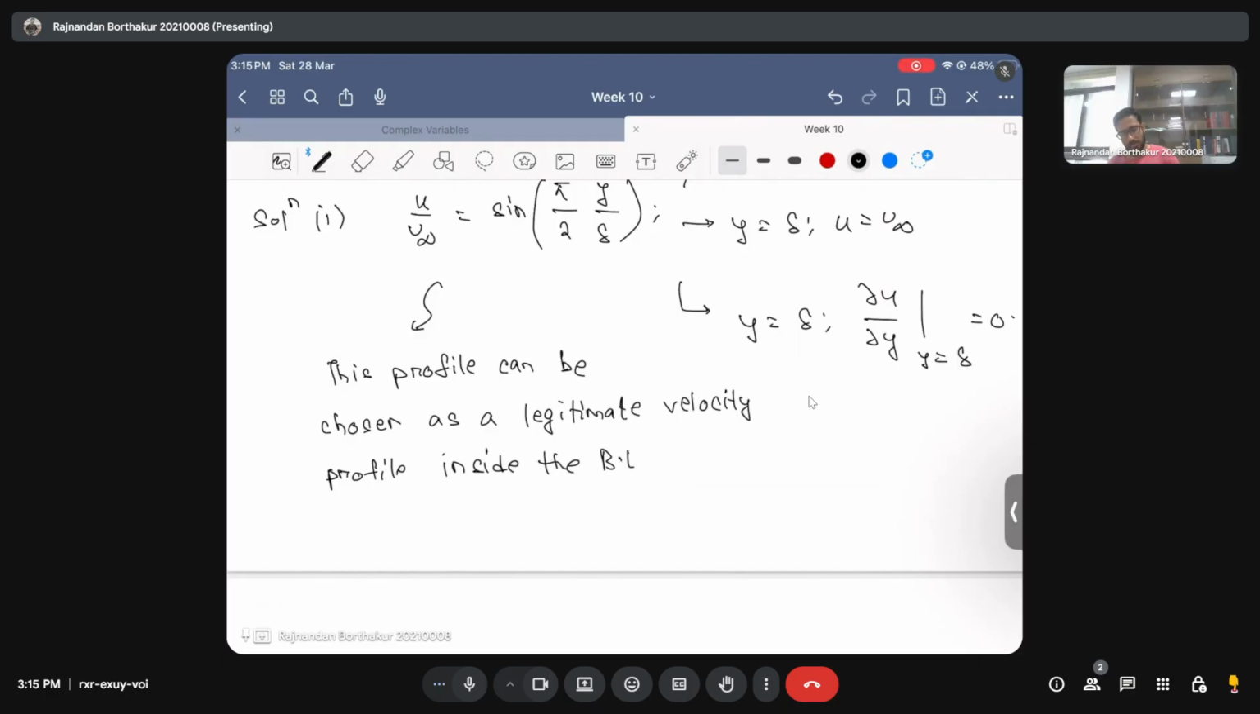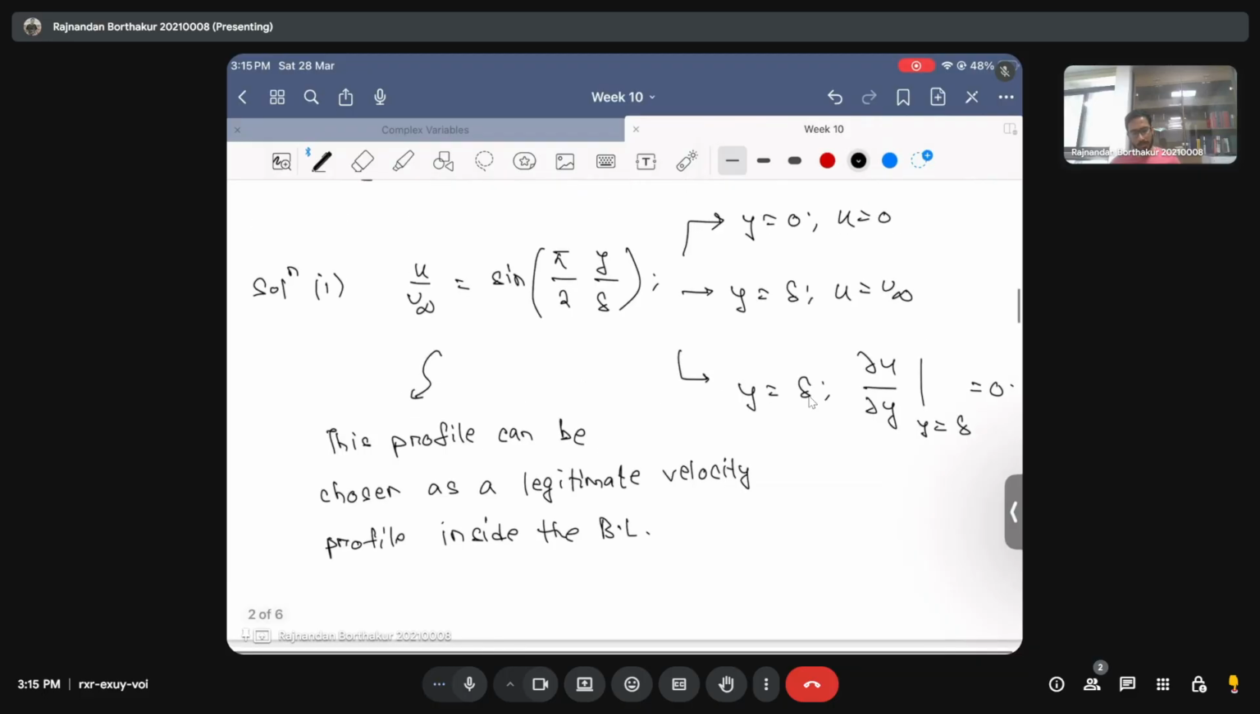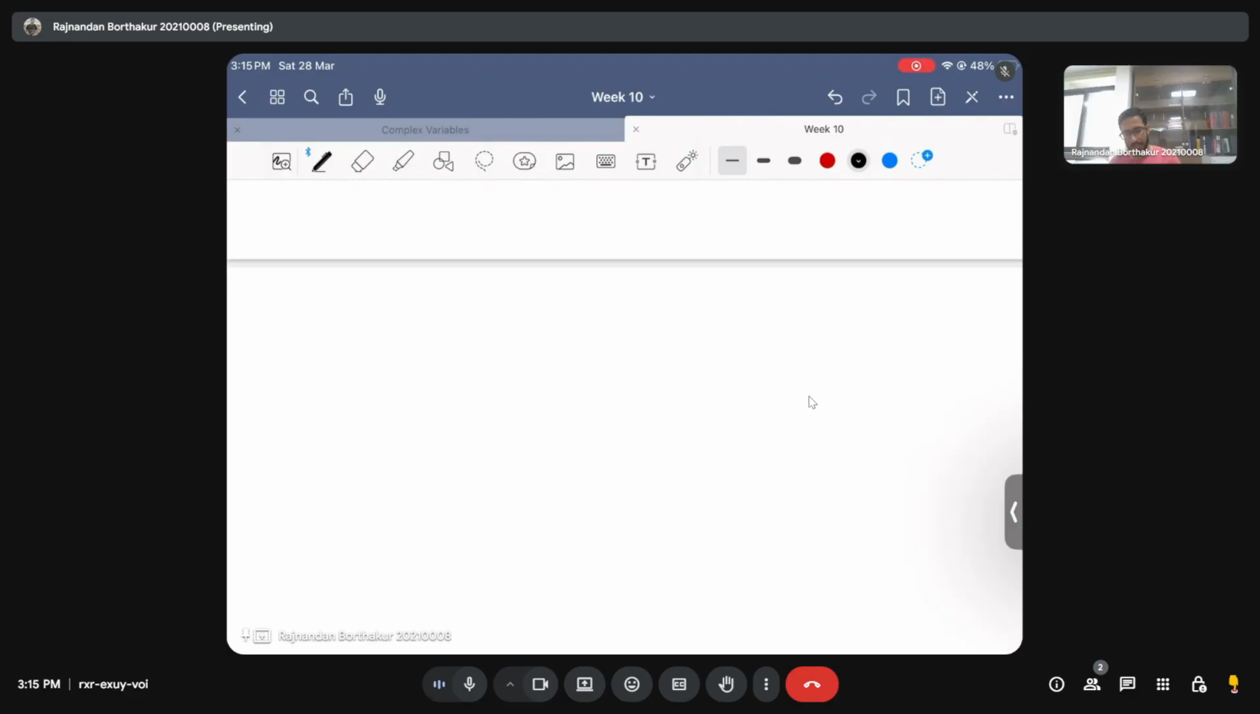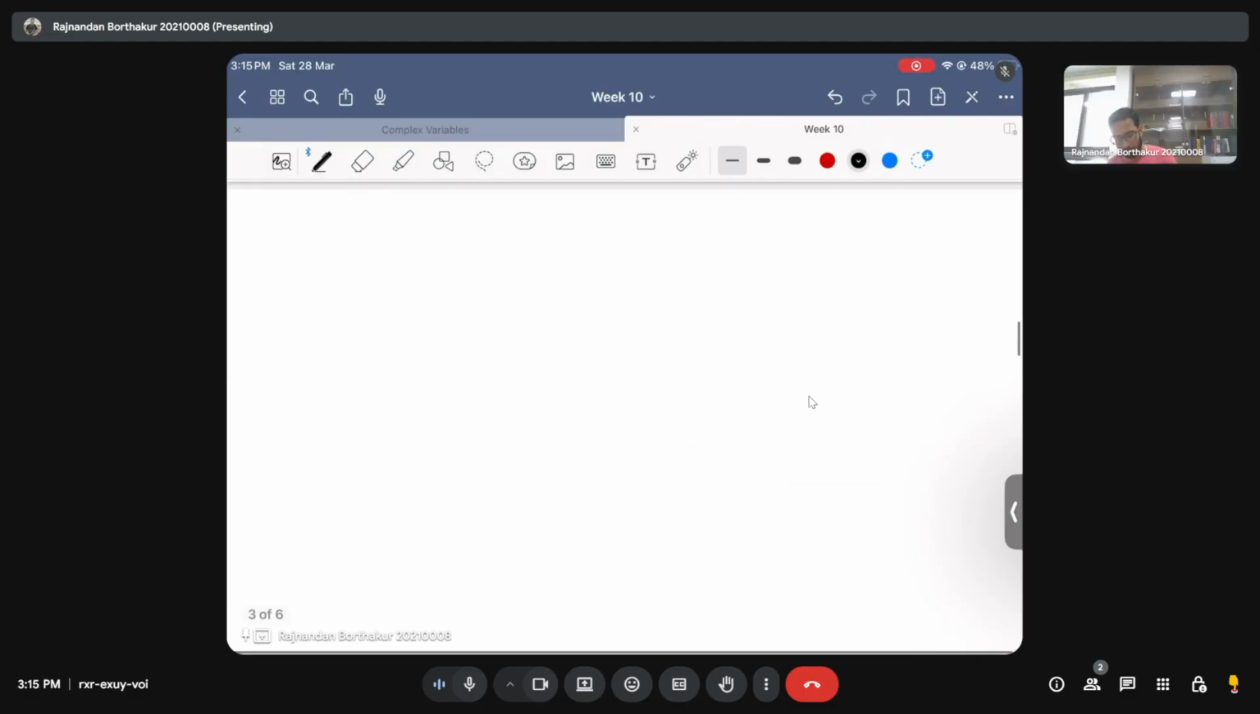Okay, all right. So once the profile is figured out and we can say that, okay, this can be a legitimate profile inside the boundary layer, our next task, remember, is to calculate the boundary layer thickness delta. And as you know, for this we will use the famous momentum integral relation, and let's see what it says.